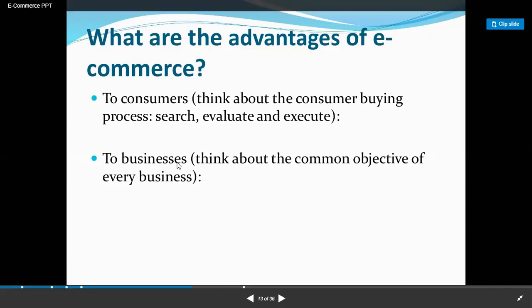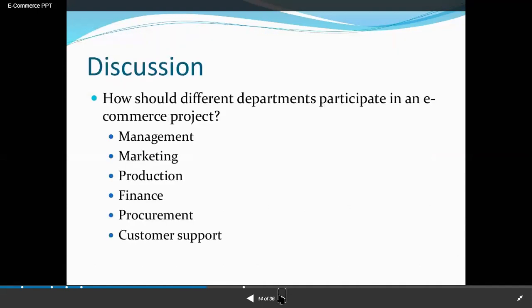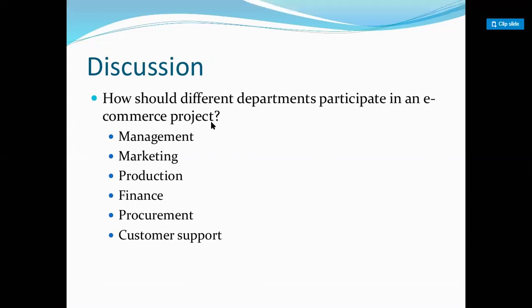From a business point of view, think about the common objective of every businessman, and write advantages like that. You can discuss how different departments should participate in an e-commerce project. You need to discuss that if your perspective is of management, how you will deal with e-commerce. And if you are in the marketing process, then how e-commerce is going to give advantages to you.